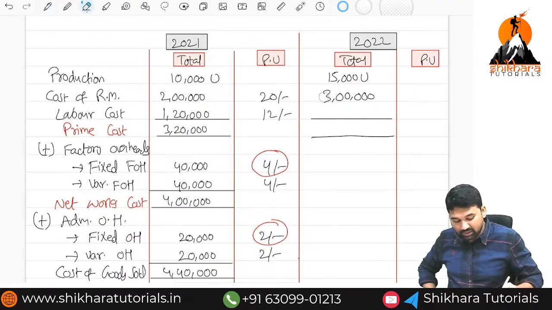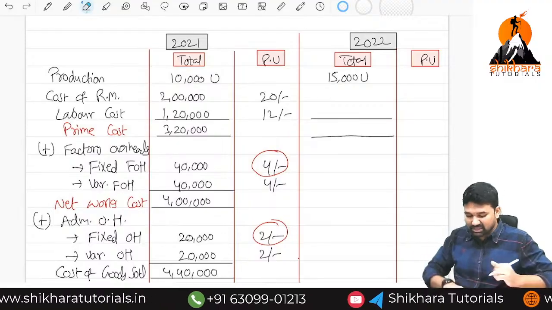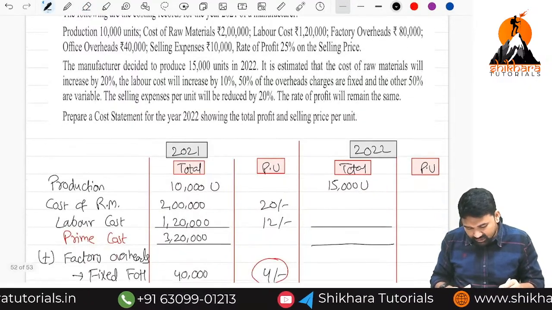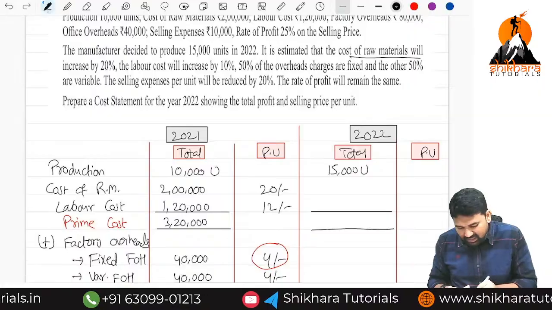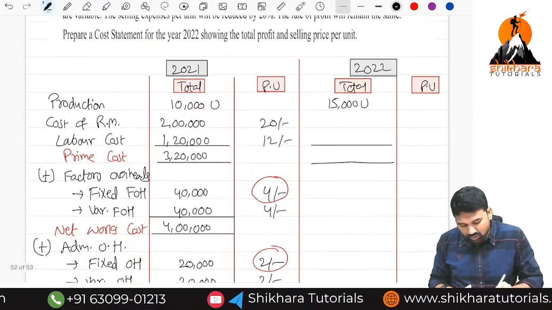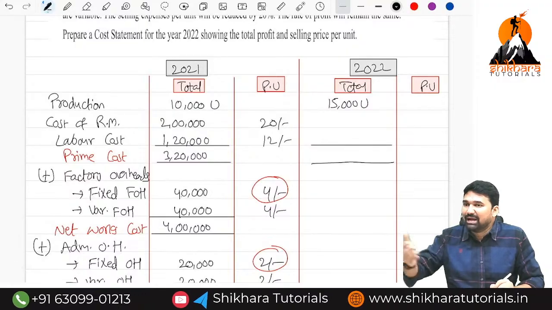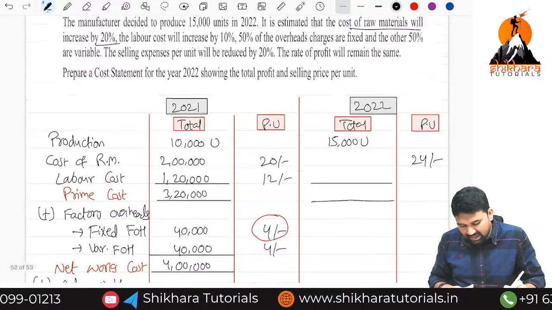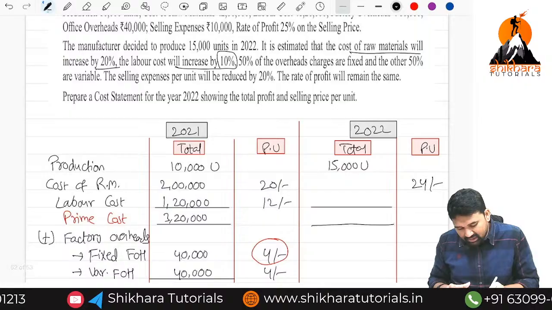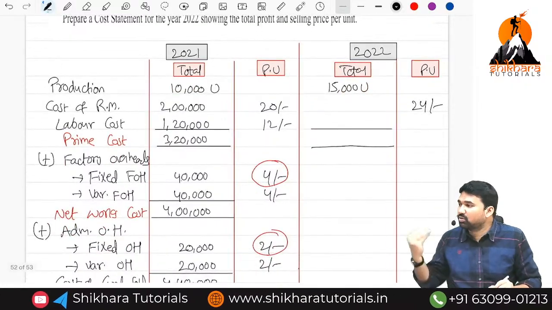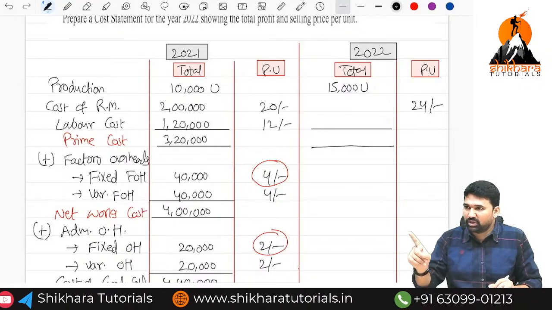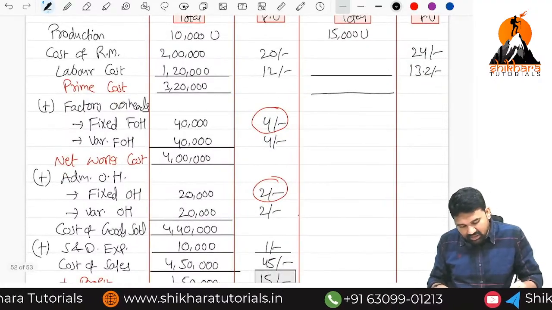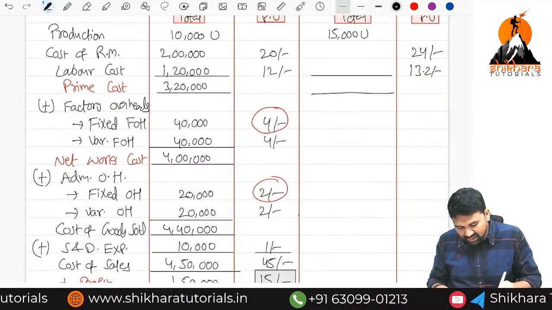No. Listen carefully. Cost is increasing, na? First of all, the cost of raw material is increased by 20%. So, for 20 rupees, add 20%. It will be 4 rupees. 20 plus 4, how much? 24 rupees. And labor cost is increased by 10%. That means for 12, 10% is 1.2. 12 plus 1.2, 13.2. And fixed overheads are immaterial.